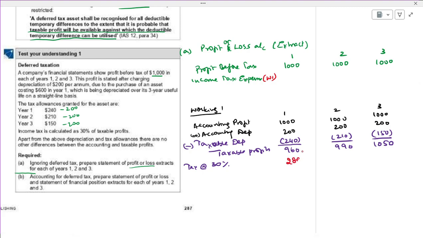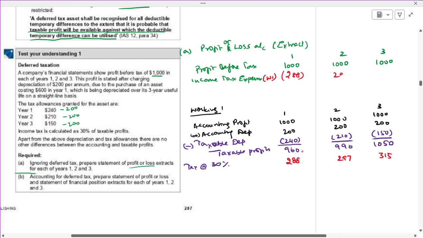288. And the second one? 297. The next one? 315. This is what we are doing: 288, 288, 297 and 315.